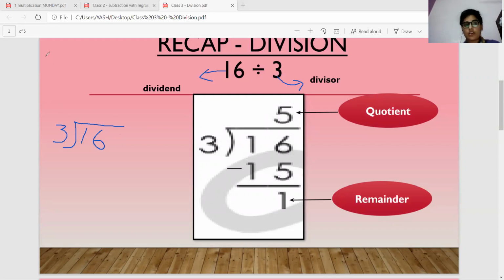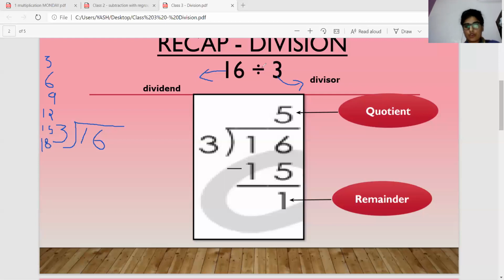How can you recall? Like this: 3 into 1 is what? 3. 3 into 2 is what? 6. 3 into 3 is what? 9. 3 into 4 is what? 12. 3 into 5 is what? 15. And 3 into 6 is what? 18.